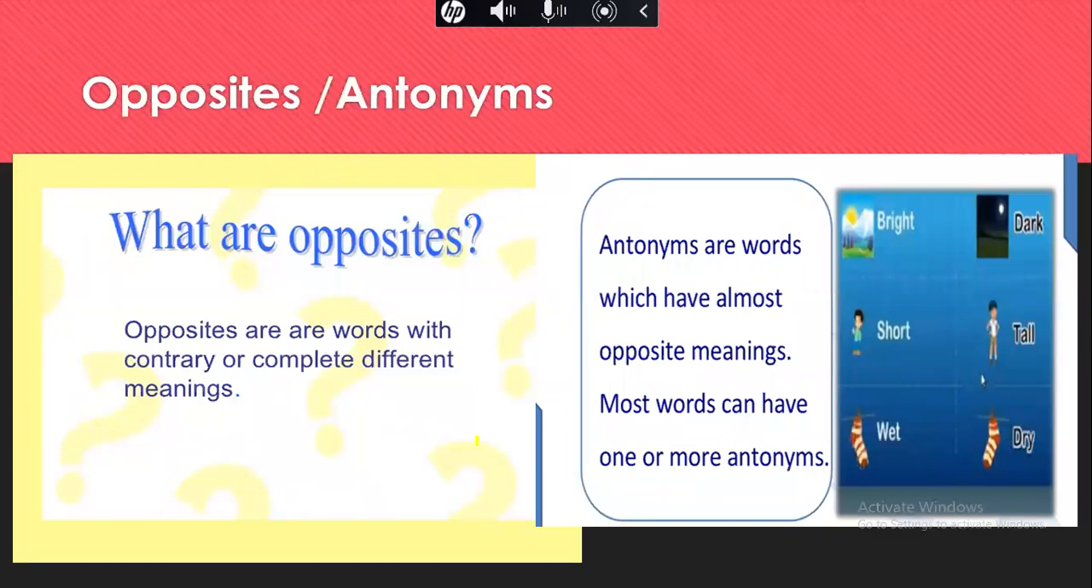Okay, so opposites and antonyms. Let's see the difference between the two definitions, and I don't think you will find any kind of difference between them, because both of them have the same meaning. So opposites are words with contrary or completely different meaning, and antonyms are words which have almost opposite meanings. Both words can have one or more antonyms. So both have the same meaning, like for example bright, the opposite would be dark. Short, the opposite will be tall. Wet, the opposite would be dry.